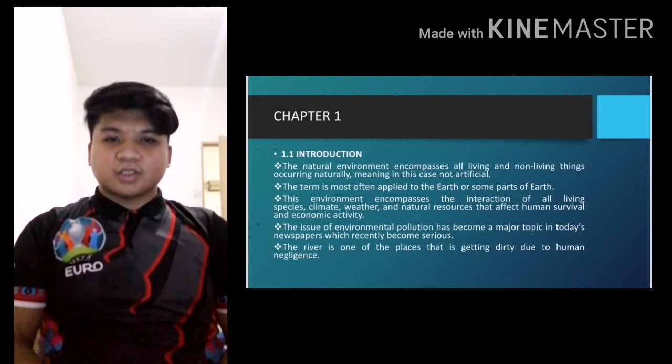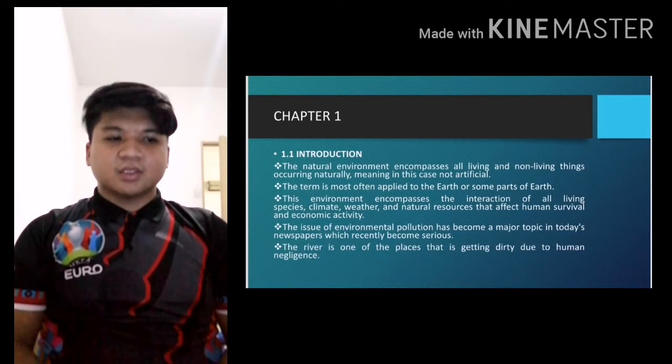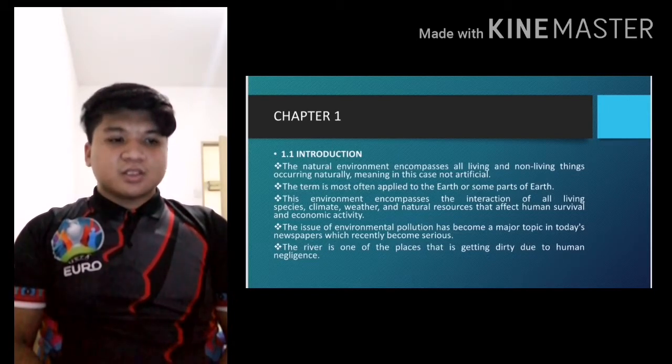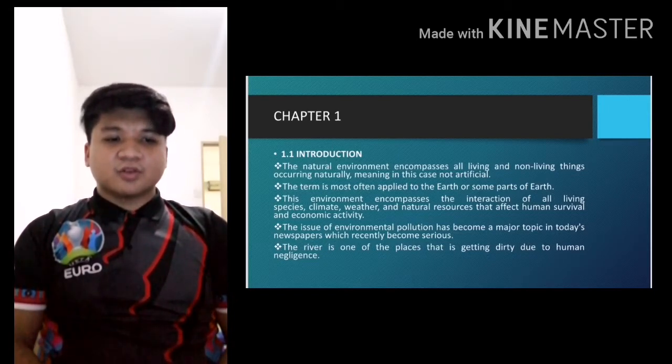For our introduction, the natural environment encompasses all living and non-living things occurring naturally, meaning in this case not artificial. The term is most often applied to the Earth or some parts of Earth. This environment encompasses the interaction of all living species, climate, weather, and natural resources that affect human survival and economic activity. The issue of environmental pollution has become a major topic in today's newspaper, which recently became serious.